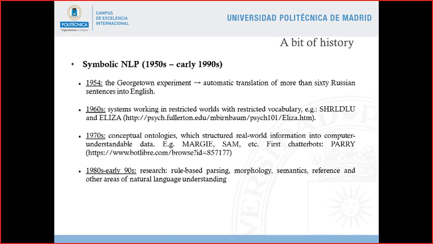And during the 80s and the early 90s, the research moved to rule-based parsers, with huge handcrafted rules. Interest started to grow in the morphology of the text, the semantics of the text, and some reference and other areas of natural language understanding.